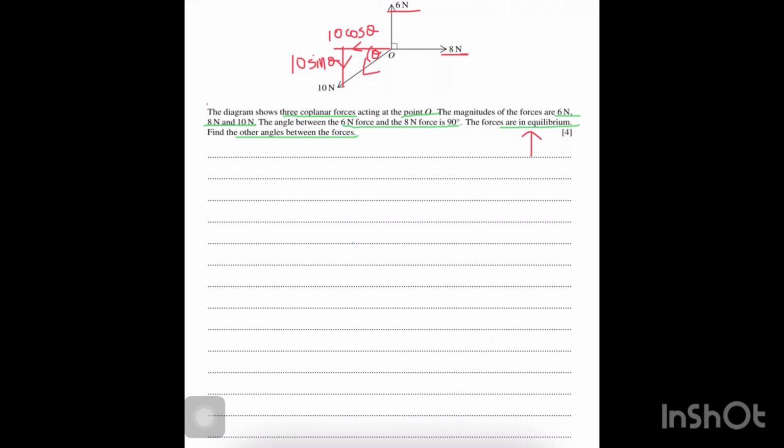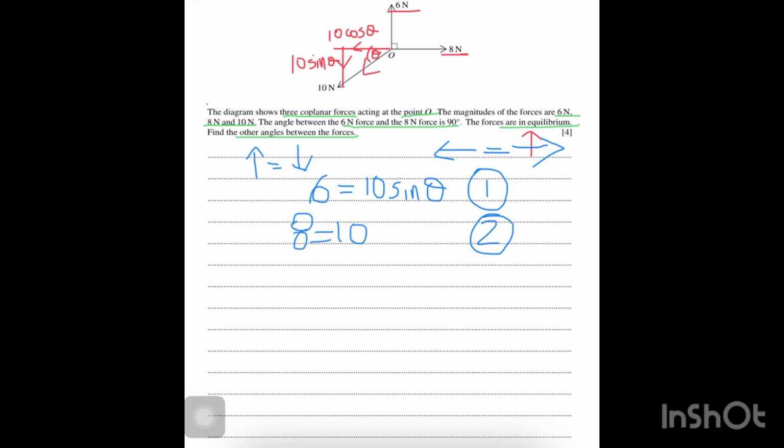So we know that the forces are in equilibrium. Let's write down what would need to happen for these forces to be in equilibrium. As I said before, the forces acting upward must be equal to the forces acting downwards. That would mean that the 6 newton force must be equal to 10 sin theta. That is one equation. And then in the other case, where the leftward force is equal to the rightward force, that would mean that 8 is equal to 10 cos theta.